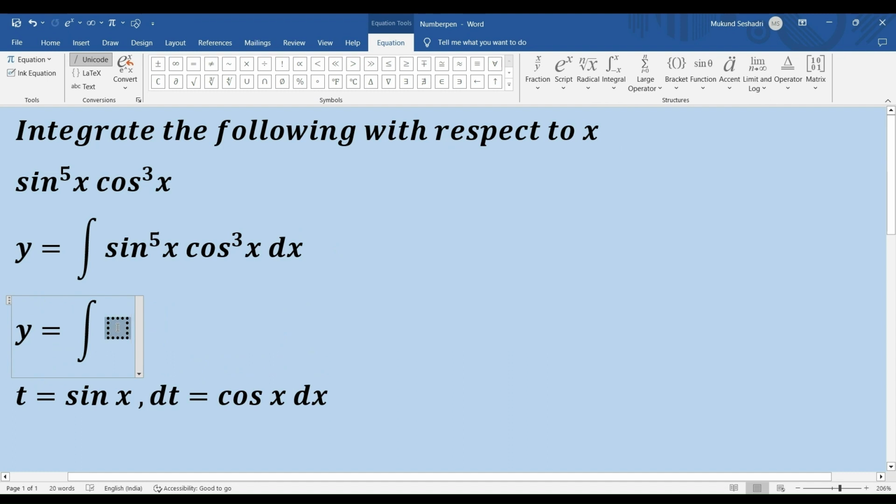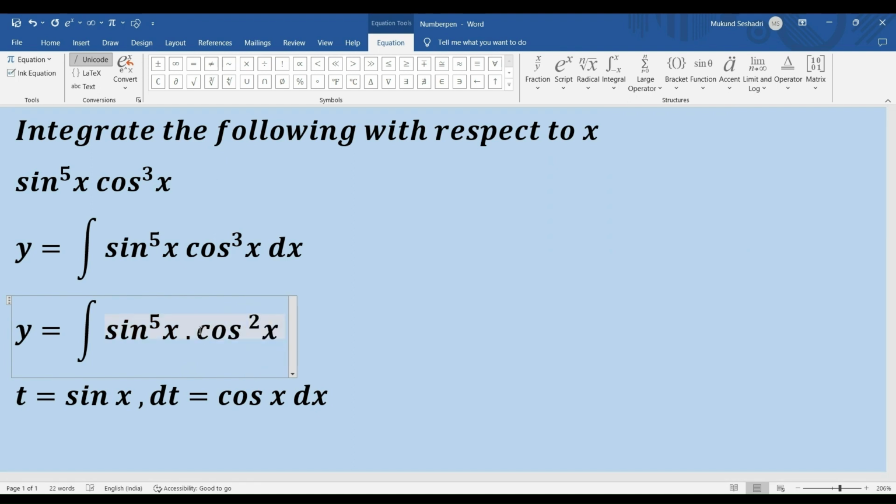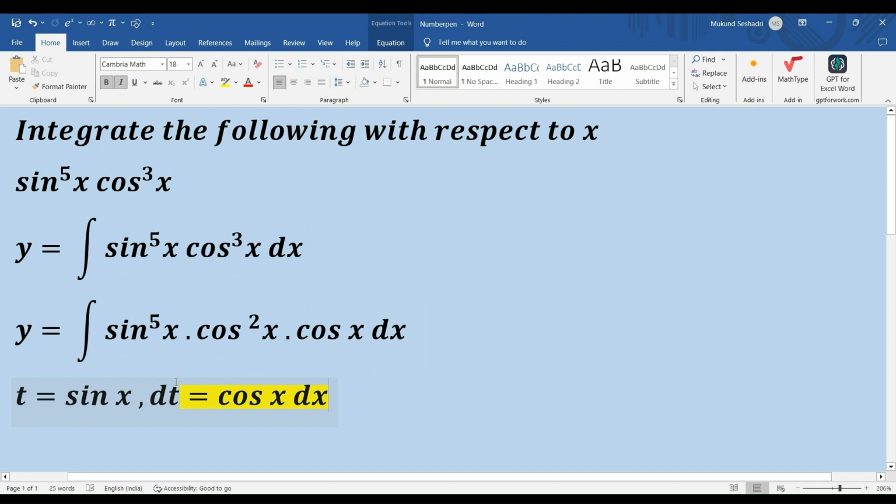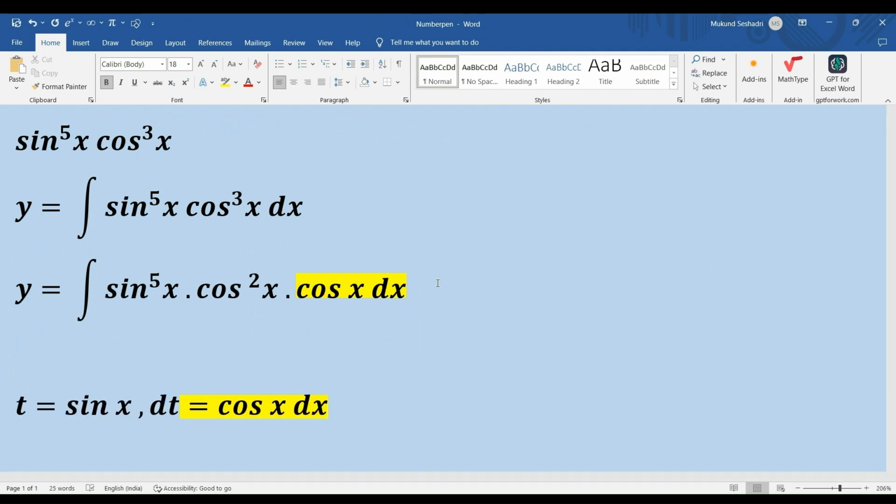an entire term can be represented using t. My y, which is nothing but the integral of sine to the power 5x, I write my cos cube as cos square into cos, right? So what happens? My cos cube is rewritten as cos square x times cos x and have my dx, right? Now you notice I have my dt equals cos x dx, right? Let me highlight this in yellow. And I have a cos x dx term in my y as well, right? Now I go to the next line.